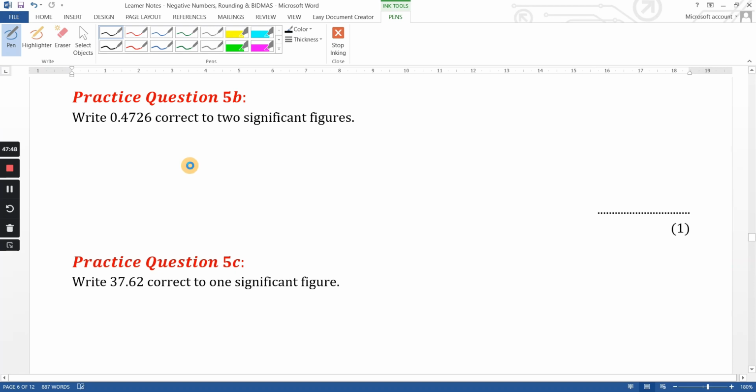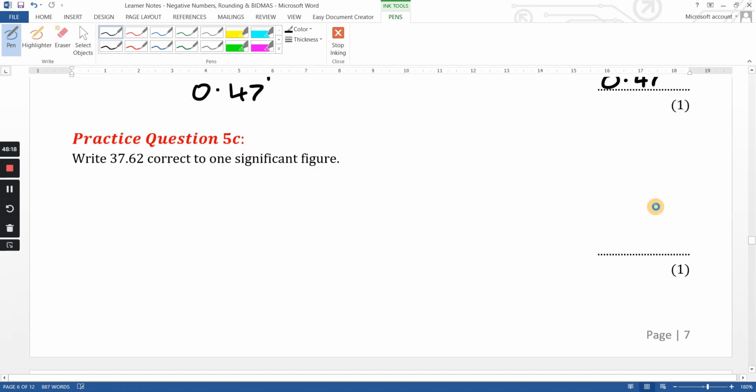Next one. Write this to 2 significant figures. Again, let me just rewrite my number. 2 significant figures, so ignore the 0. That's my first, that's my second. There's my dotted line. That's going to decide, and that's going to stay the same, stay the same, stay the same, stay the same. So it's 0.47.